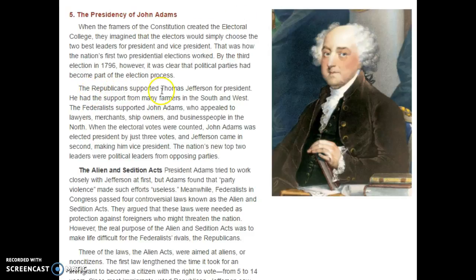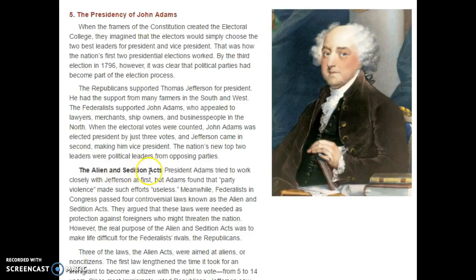The Republicans supported Thomas Jefferson for president. He had the support from many farmers in the South and West. The Federalists supported John Adams, who appealed to lawyers, merchants, shipowners, and business people in the North. When the electoral votes were counted, John Adams was elected president by just 3 votes, and Jefferson came in second, making him vice president. The nation's new top 2 leaders were political leaders from opposing parties.